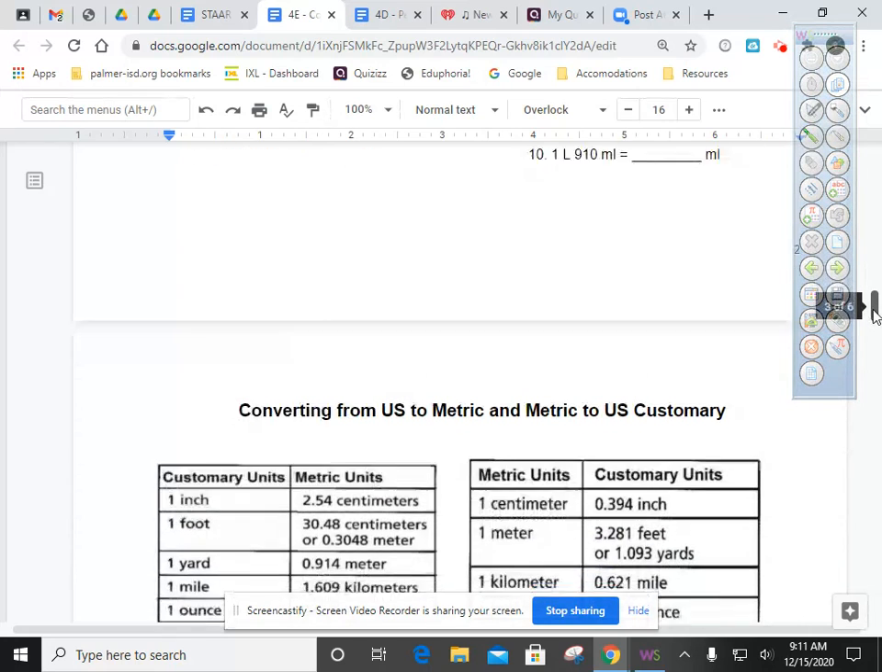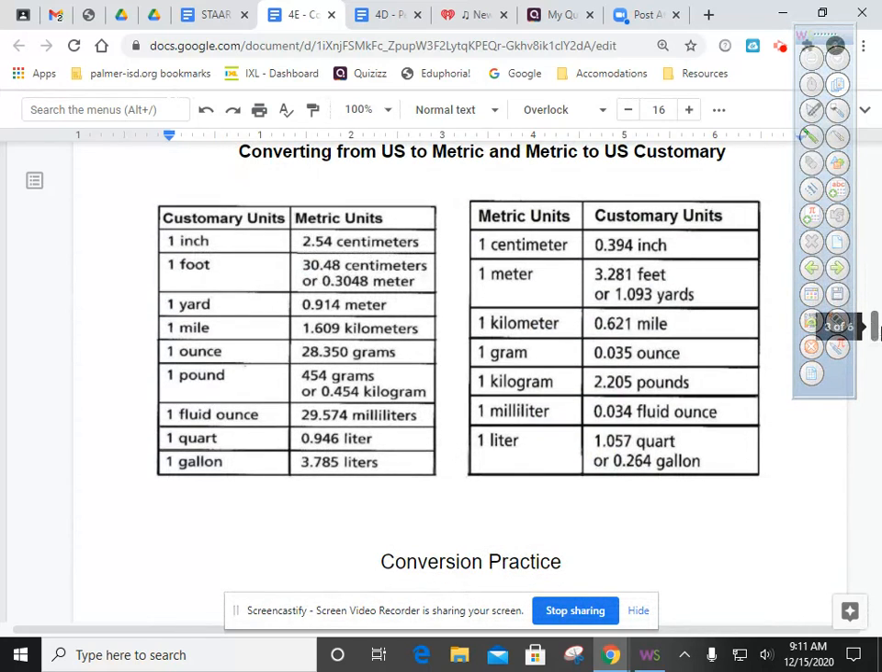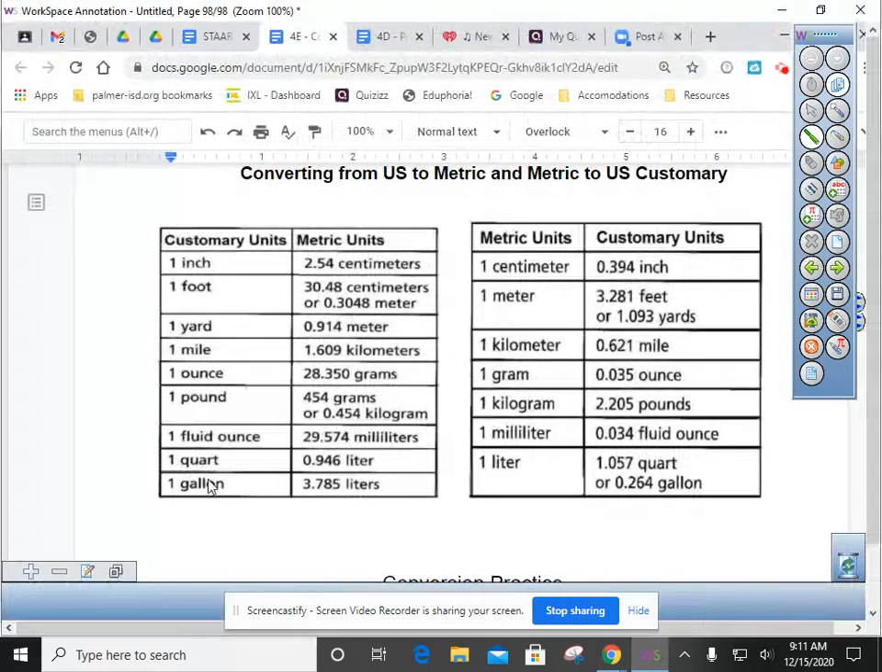And I want you to go all the way to page 3, where it says converting from U.S. to metric and metric to U.S. customary. Does everybody see that? I'm printing out the papers right now. Okay. So this is going to be like your guide when it's asking you to convert from gallons to liters. Okay, you see this right here?